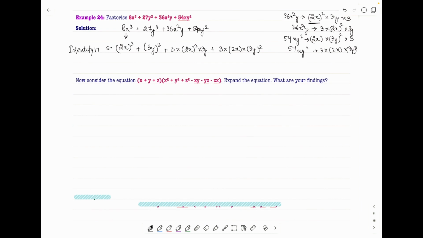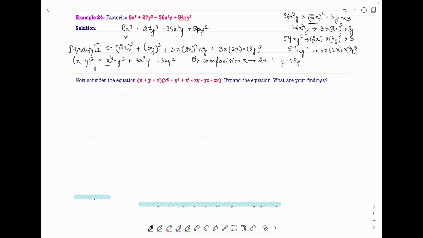Identity 6. What does identity 6 say? It says (x plus y) whole cube equals x cube plus y cube plus 3x square y plus 3xy square. On comparison, we find that instead of x, 2x is written, and instead of y, 3y is written.